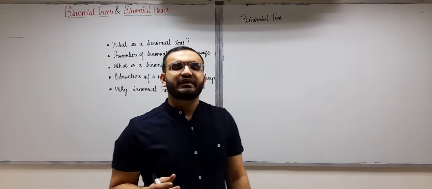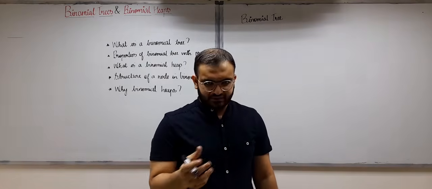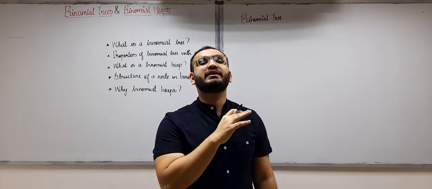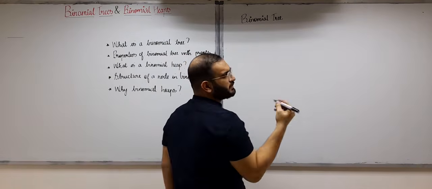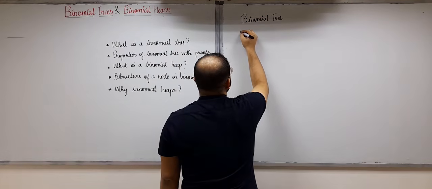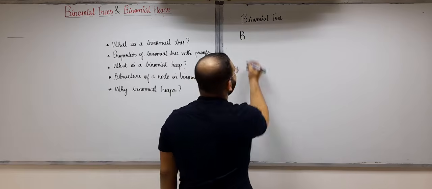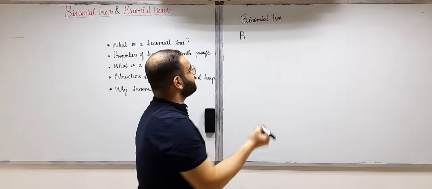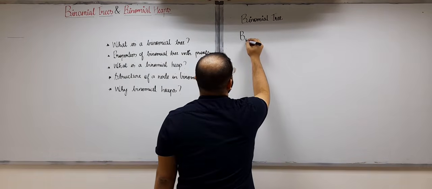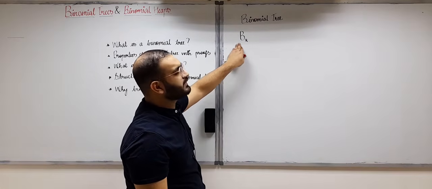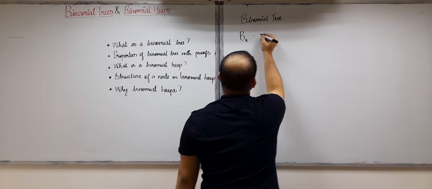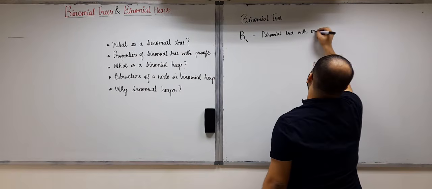So a binomial tree is actually an ordered tree, okay? It is not a binary tree, first of all. It is an ordered tree. What I mean by ordered tree is that if this is a binomial tree B, it will have an order K, right? So we can represent a binomial tree in this way. So this is a binomial tree with order K.